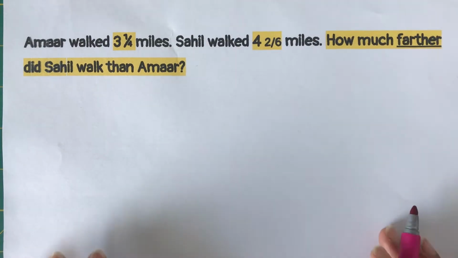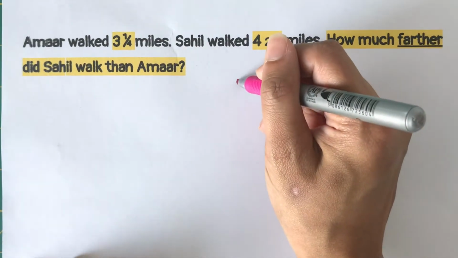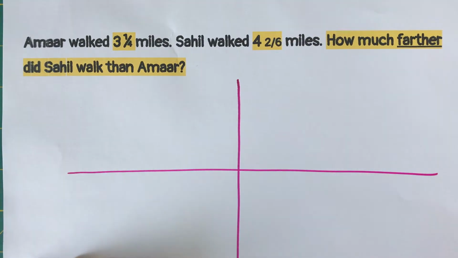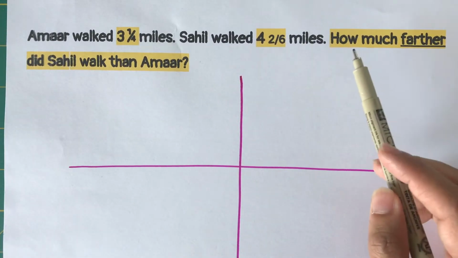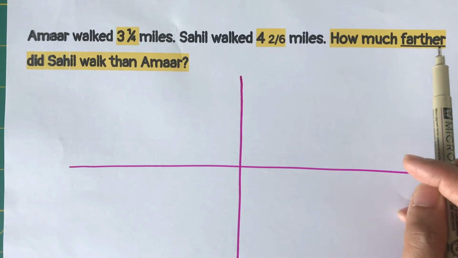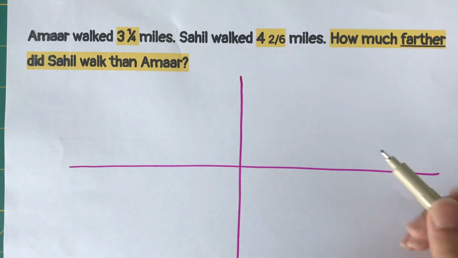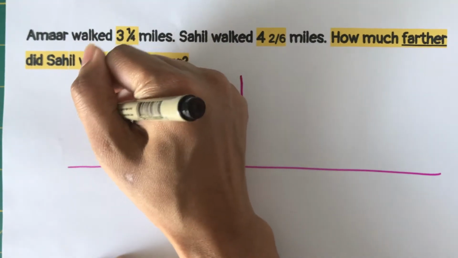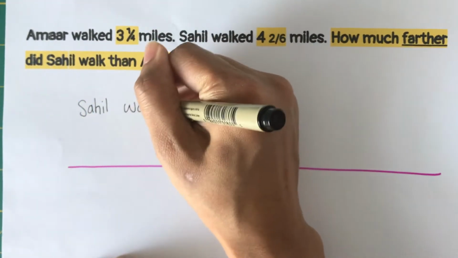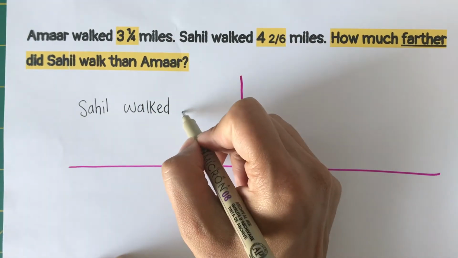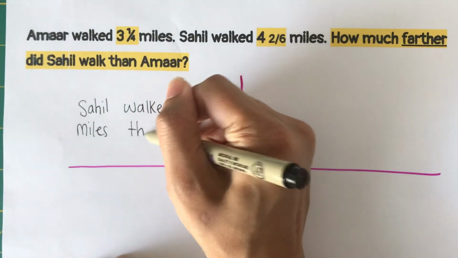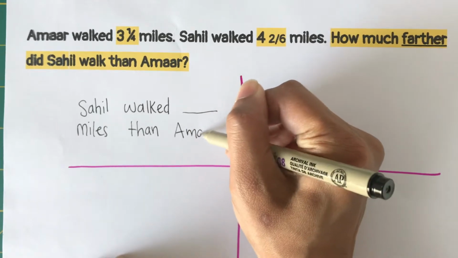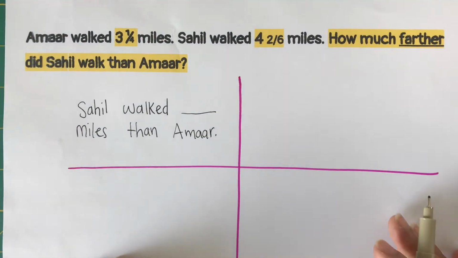So we're going to go ahead and make our 4 square. That's pretty much what it looks like. And over here, we're writing our first sentence stem. So basically restate the question. So the question is, how much farther did Sahil walk than Amar? So Sahil walked blank miles than Amar. Okay, that's our first thing.